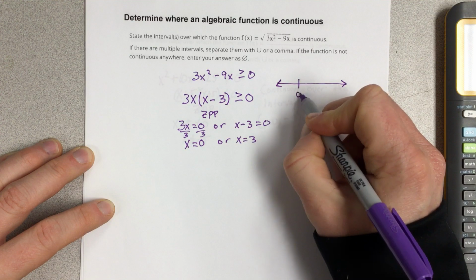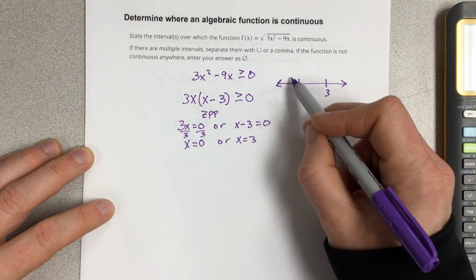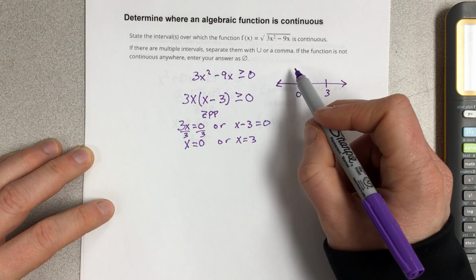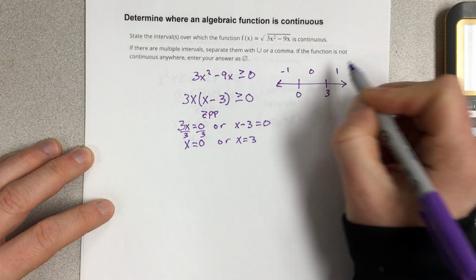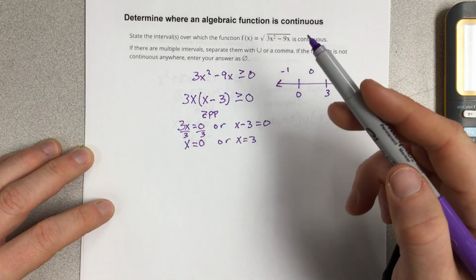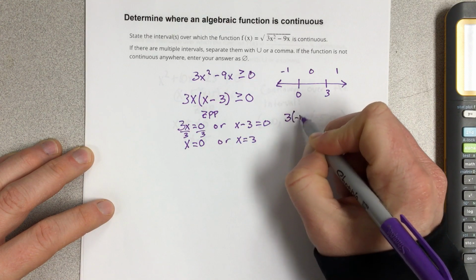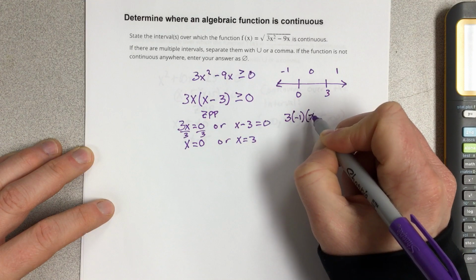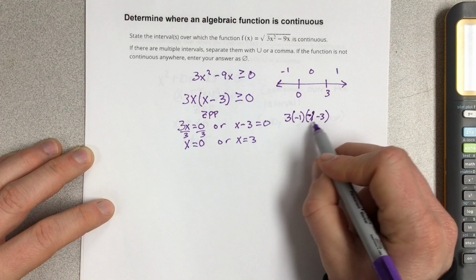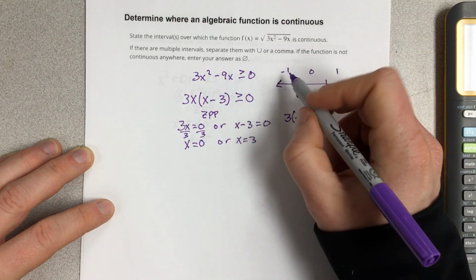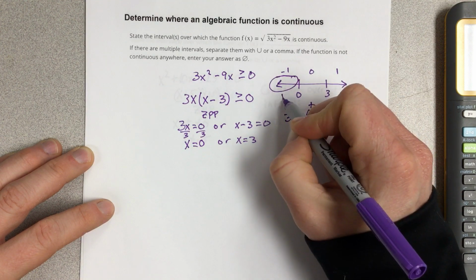I mark a 0 and 3, and I figure out where the okay areas are for the domain to be. So I'm going to plug in like -1, 0, and 1 into the function and just see where that works out. If I plug in -1, I'd have 3 times -1, times -1 minus 3. That'd be a negative times a negative, which would be positive. So this area here works. So I'm going to put a circle there, check mark, we're good.